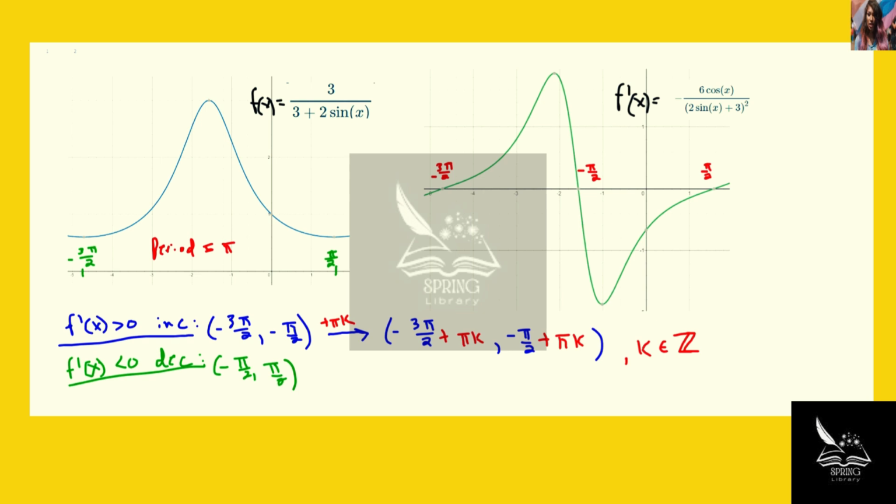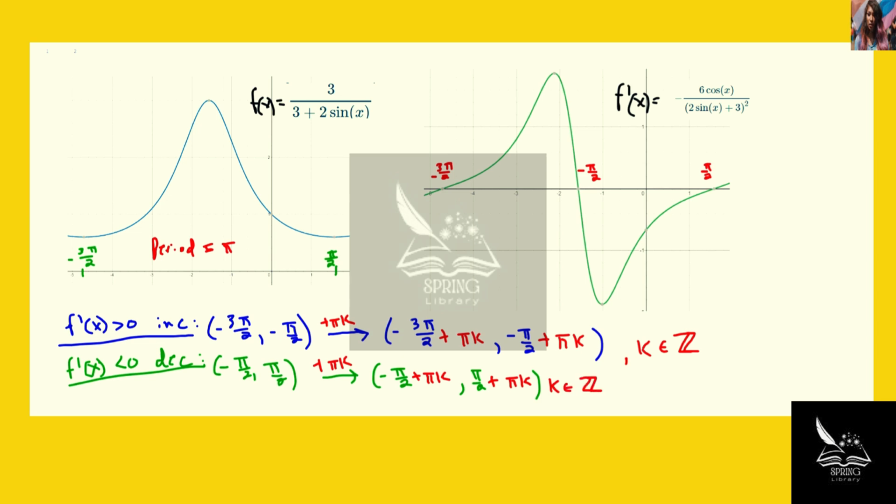So we're going to do the same thing that we did before. Add pi k to each of our endpoints, and that'll give us the new interval of negative pi half plus pi k to pi half plus pi k. And again, k is just some element of the integers.